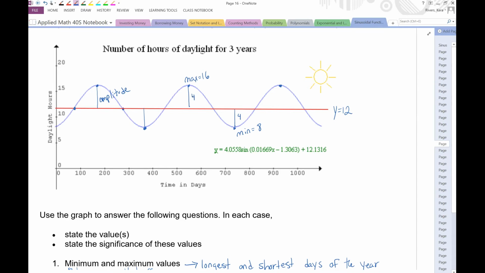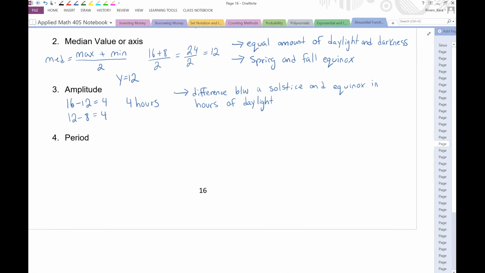All right. Number 4 says the period. So what is the period? And we've talked about that already. Because we've got 3 years shown, we can see one repeat in a cycle would be 1 year, right? So the period is 365 days or 1 year. And we know that there's 3 years shown in the graph.